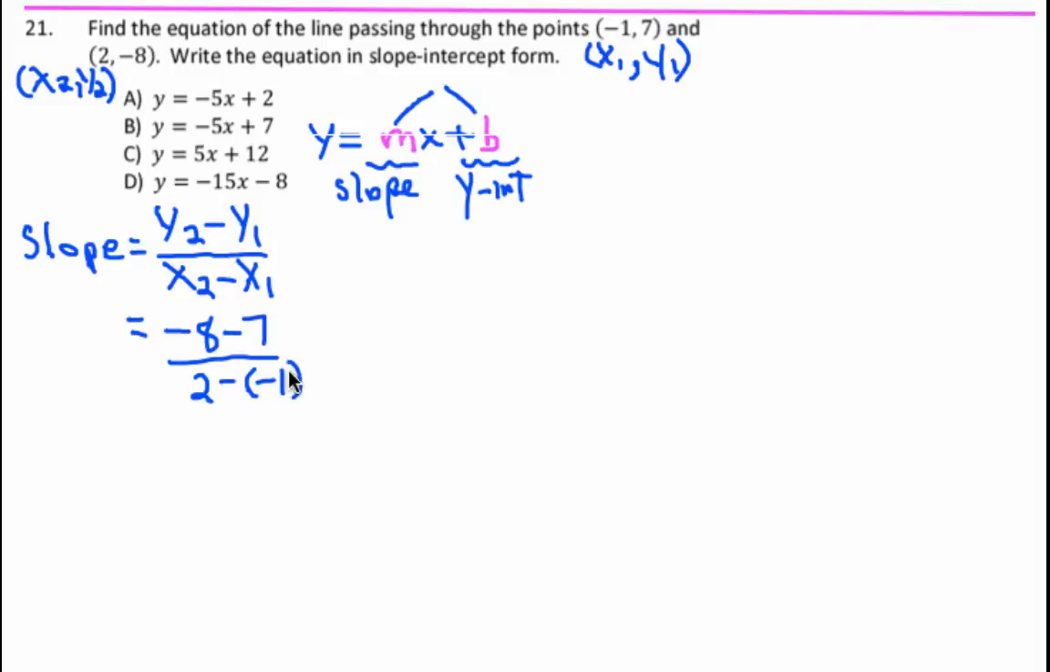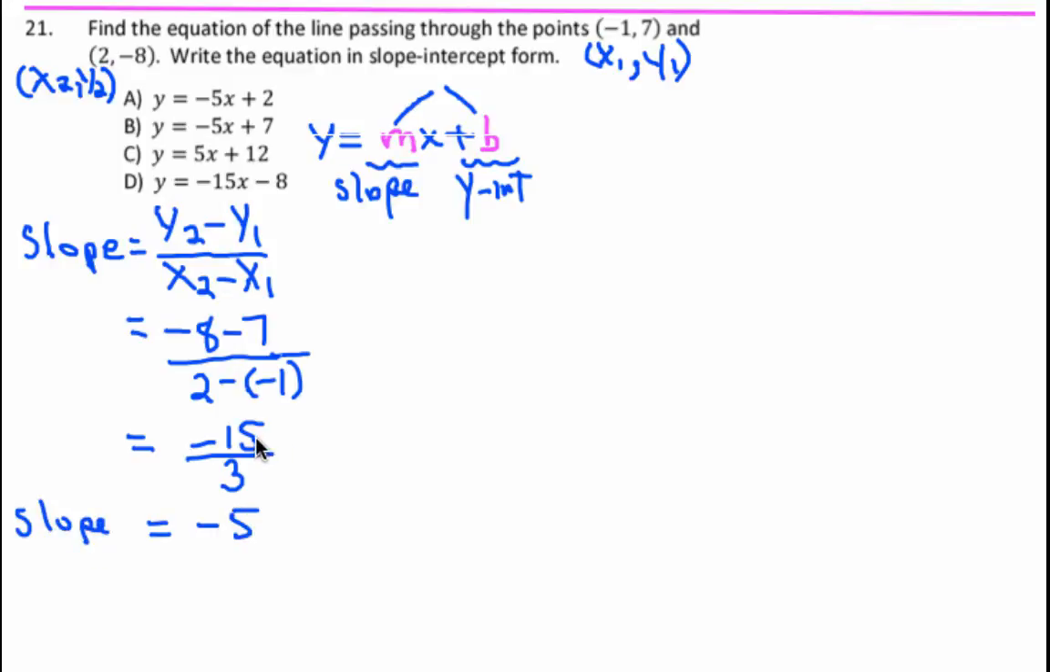Just make sure you're not careless when you do this. That gives me negative 8 take away 7 is negative 15. 2 take away a negative 1 is 2 plus 1, which is 3. And so the slope equals negative 5.